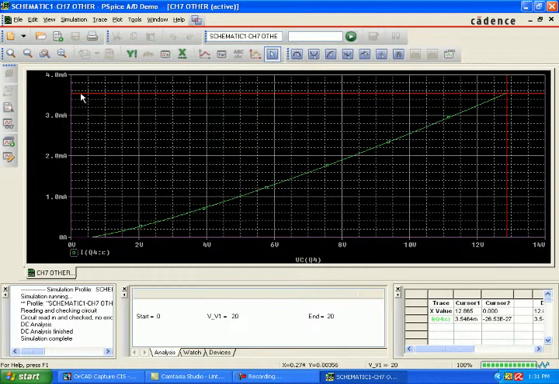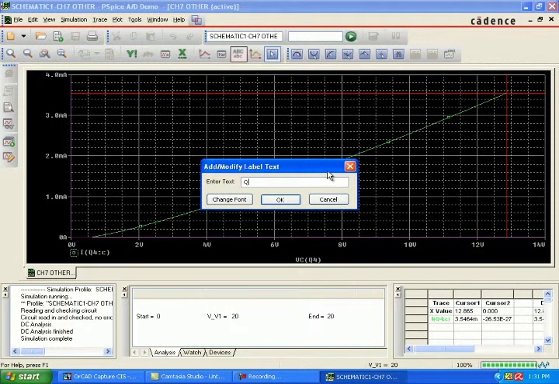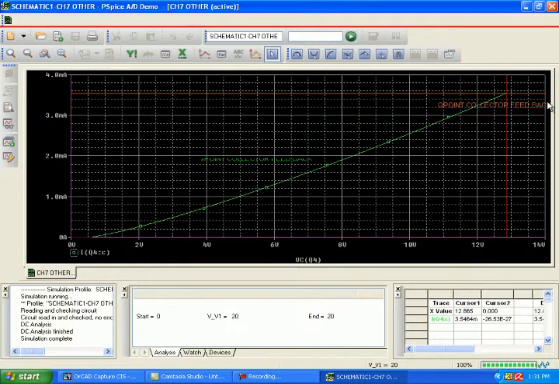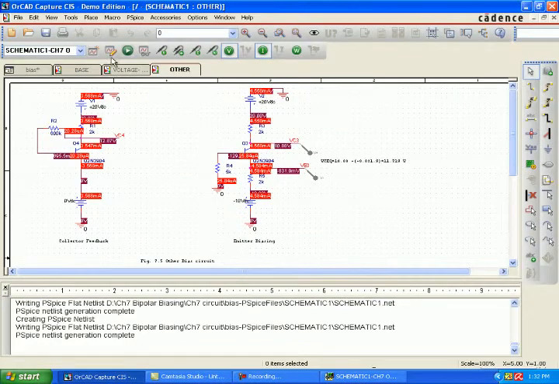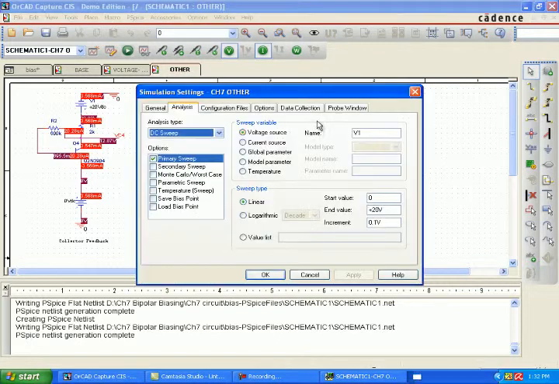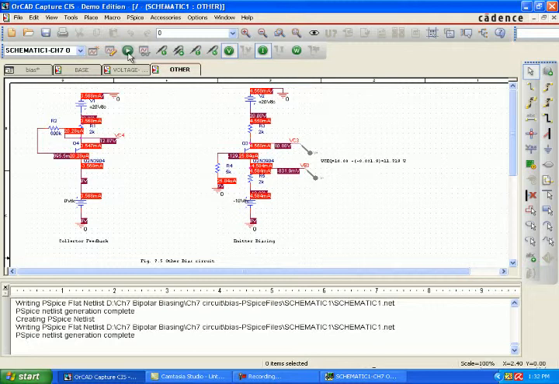That's the Q point of the collector current, collector feedback circuit. So there are all a few Q points on the ICQ curve. Now added the simulation for the emitter biasing, change the parameter of V2. This will be for the emitter biasing, find the Q points, run the simulation.